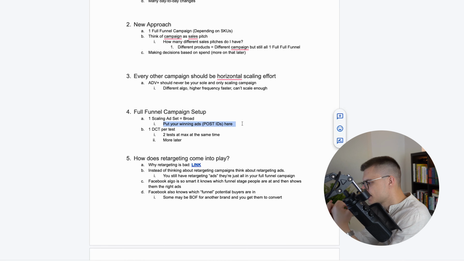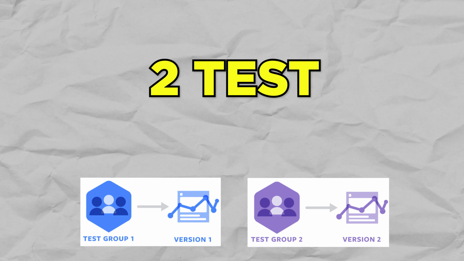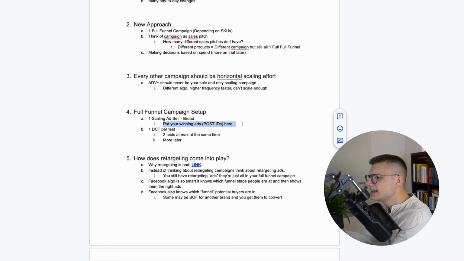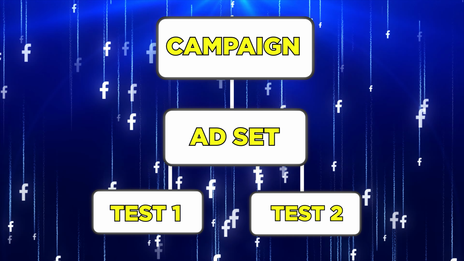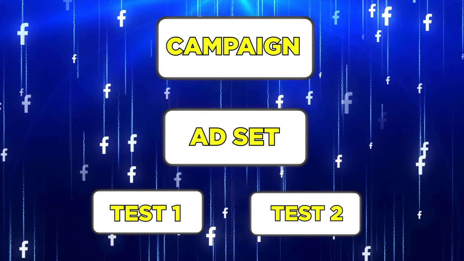More tests in just a second, but keep in mind that you should only run 2 tests at max at the same time. So at any given time, you only have 3 active ad sets within your full funnel campaign. You have the scaling ad set, you have test 1 and test 2, and you don't run more than that.